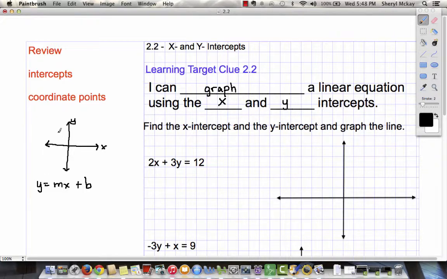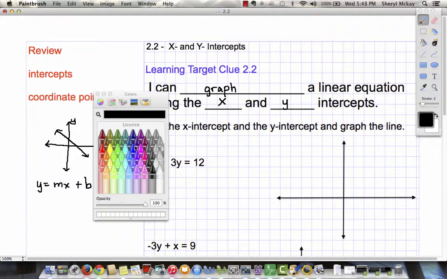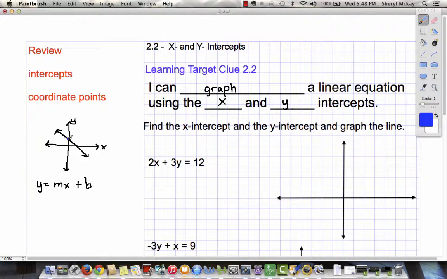So let's say that I have this line right here. There's my line. And where the line crosses the y-axis looks to me like it's about, we'll say 2. We'll say that that's 1, 2. So right there is where it crosses the y-axis. So that's called the y-intercept.